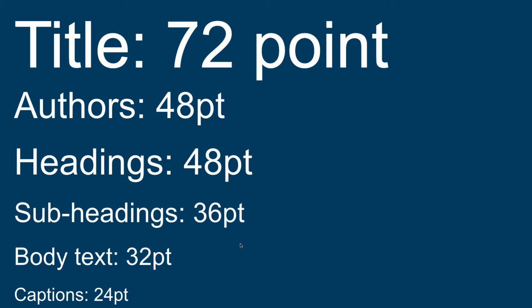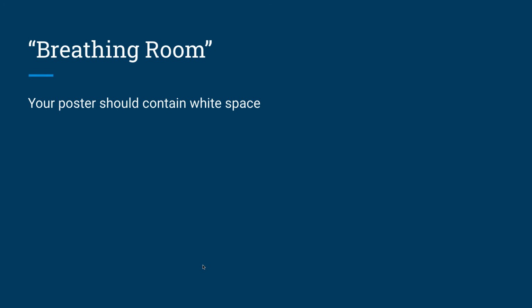So this is what it looks like. A title should be a large font like 72 point, the authors in 48 point, headings in 48 point, subheadings in 36, the body text in 32, and the captions in 24. Now this might need to be adjusted depending on how much text or what figures you have on your poster.